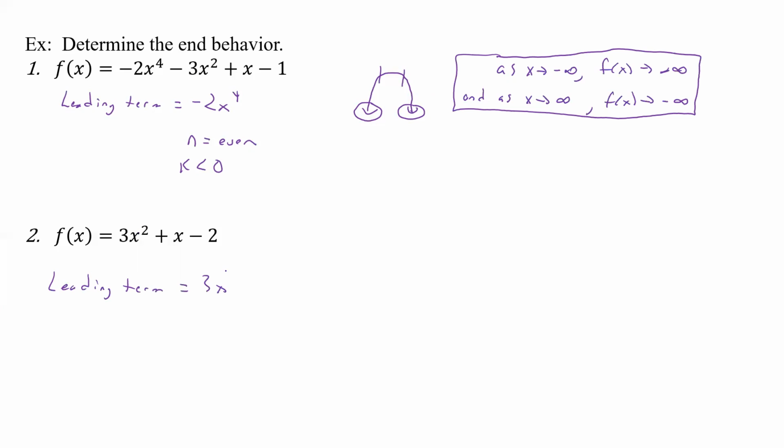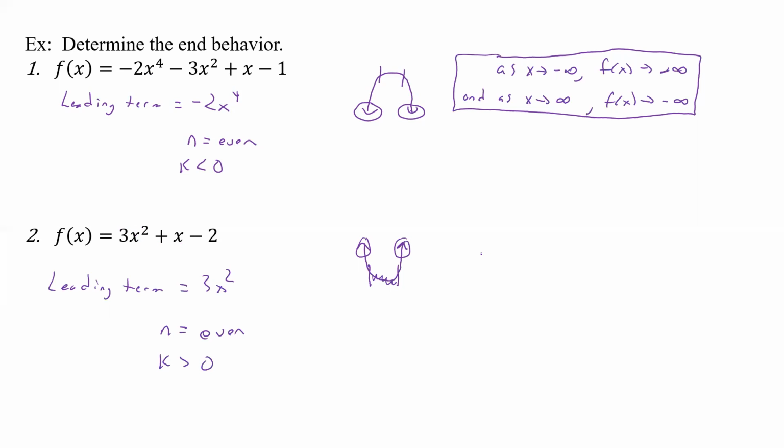is 3x squared. Well, here n is even again, and our k this time is greater than 0. So here it was less than 0, here it's greater than 0. So that means we have something like this. But again, we don't really know what's happening in this area here. We just know that end behavior because it follows what that leading term is.